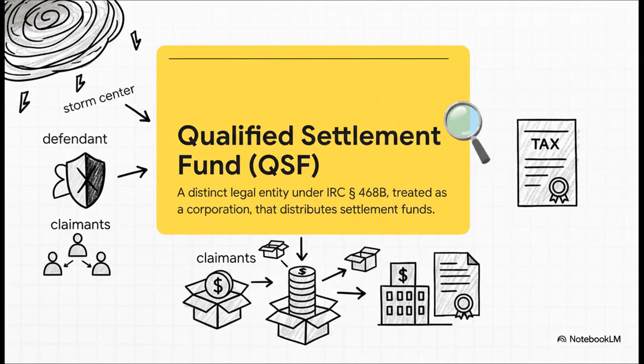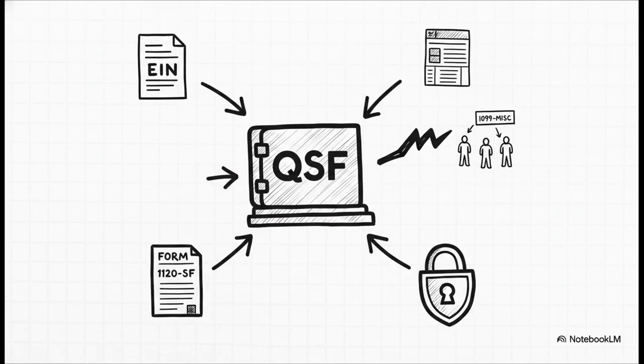Now, the entity you're usually dealing with in these cases is something called a Qualified Settlement Fund, or a QSF. Under IRC Section 468B, a QSF is its own legal entity. It's not the defendant, it's not the claimant. For tax purposes, it's basically treated like a corporation. And this is where you can see the QSF's conflicting duties. It has to get its own EIN, it has to file its own tax return, a Form 1120-SF. And according to IRC Section 6041, it's supposed to issue a 1099-MISC to claimants. But at the same time, its main job is to protect the fund, which leads them to lock down that EIN and refuse to give it out.